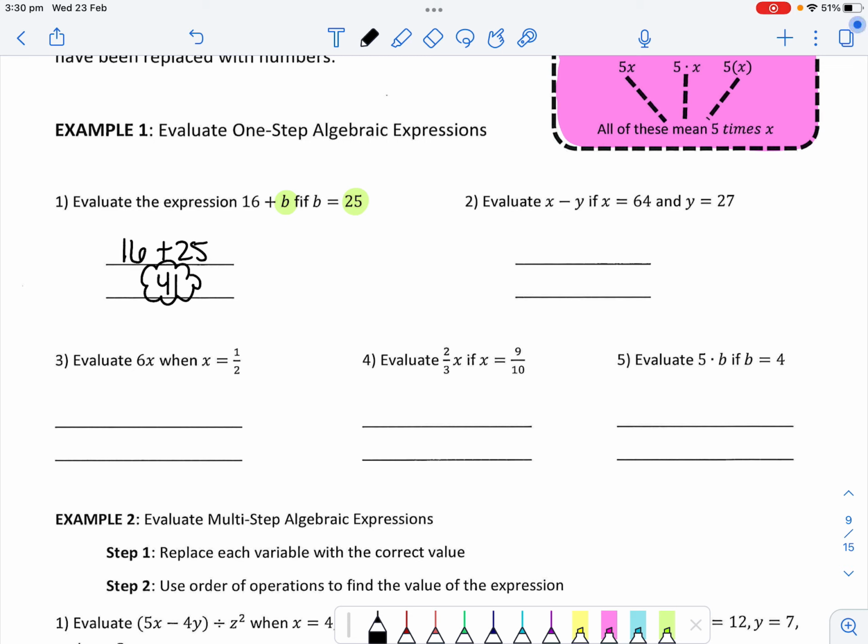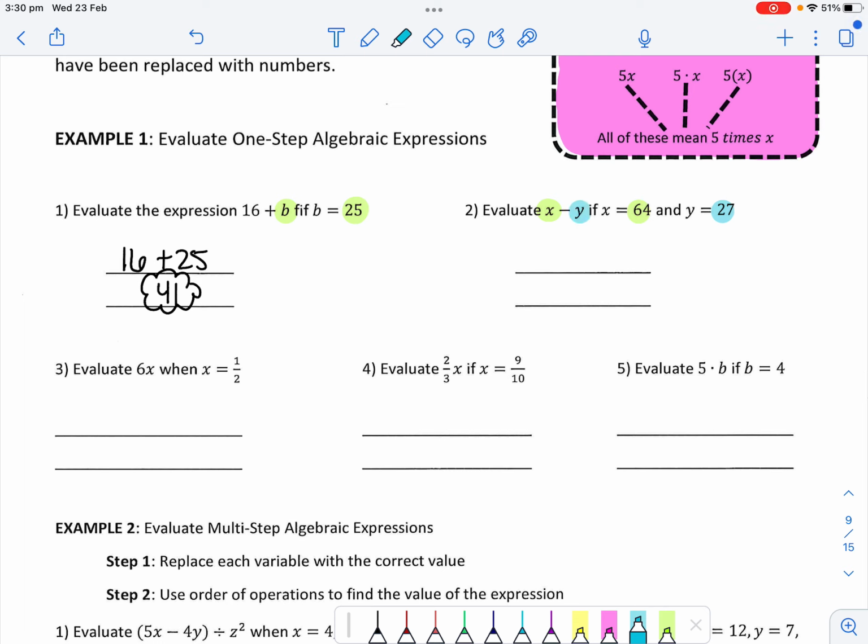For number 2, you can see that I have two variables, x minus y. So I'm going to take 64 and put it in for x, and I'm going to take 27 and put it in for y. So my expression on the first line is going to be 64 minus 27, and then I'm just going to follow order of operations. Well, the only operation I had to do is subtract. So 64 minus 27 is 37.